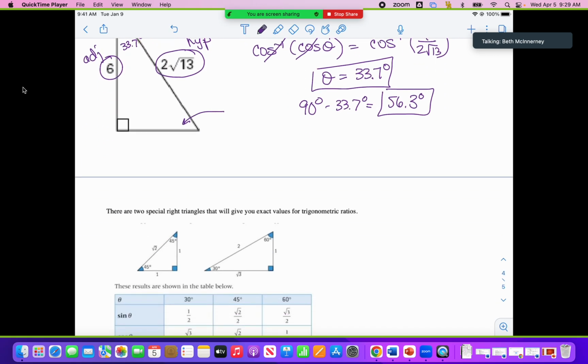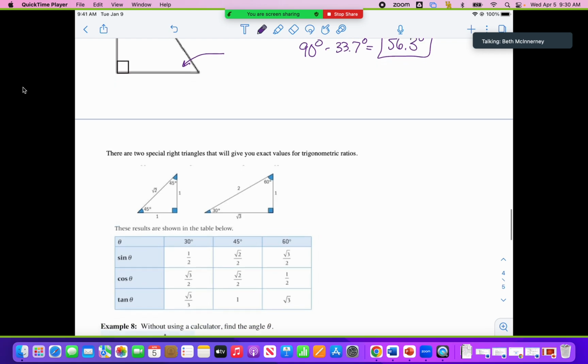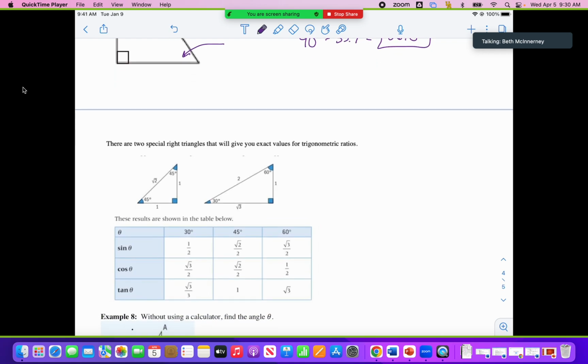All right, so there are two special right triangles, and we looked at these yesterday. And if you look now with SOHCAHTOA, do you see sine 30 is 1 over 2? Sine 45 is 1 over square root 2 that rationalizes. And sine of 60 is radical 3 over 2.